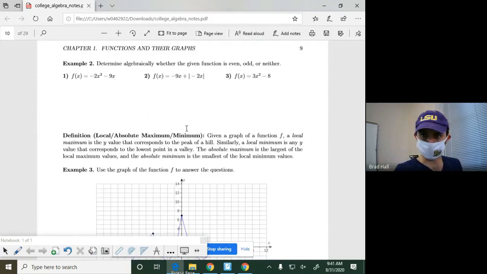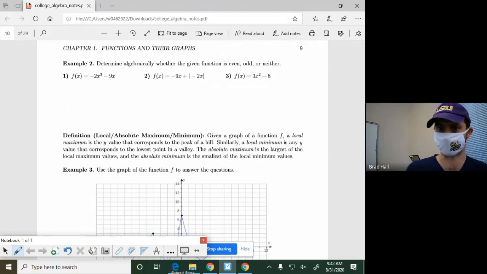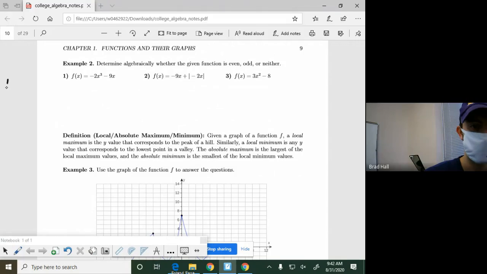So for example 2 here, determine algebraically whether each one is even, odd, or neither. I noticed a lot of you got these right on the homework because they're multiple choice. And I know how that goes. You clicked, clicked. I would have probably done the same thing. So let's explain why it's actually the choice that you picked that ended up being right over process of elimination. So we'll start off with example 1 here. Determine whether this thing is even, odd, or neither. So we'll start off with even.